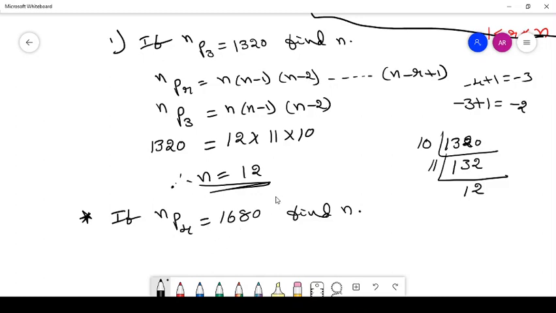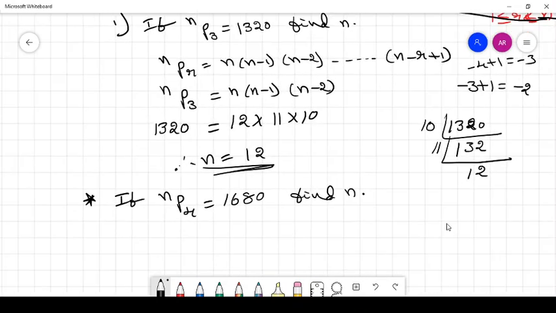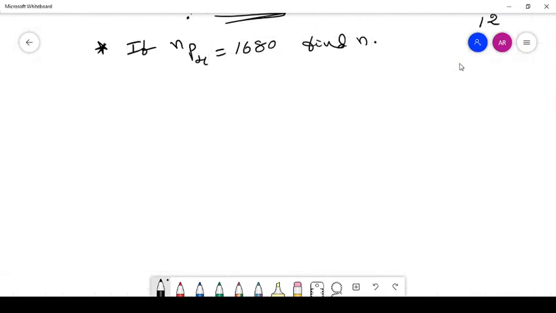Next, 1680. In prime factorization you have to find consecutive numbers, that is 4 consecutive. nP4 is the product of 4 consecutive integers. Next, you can compare the largest integer, then you can get the value of n. Okay. Next, write down the next problem.